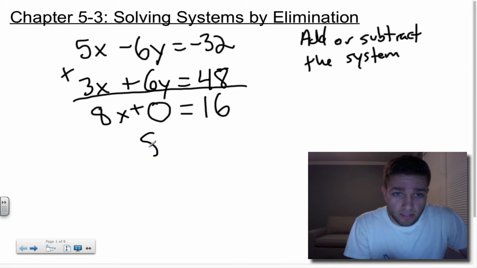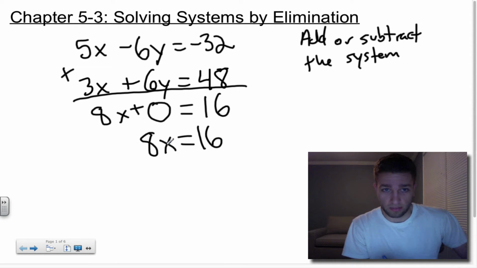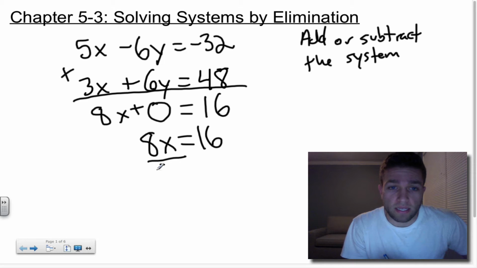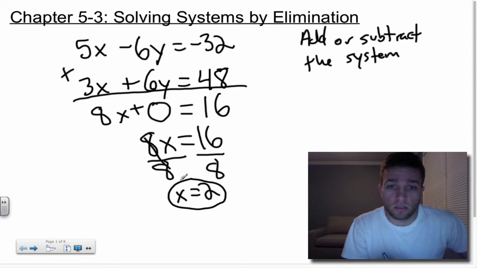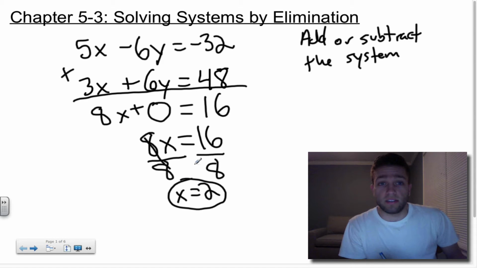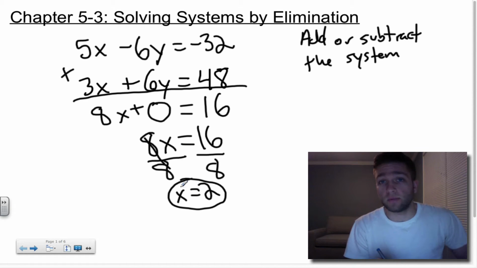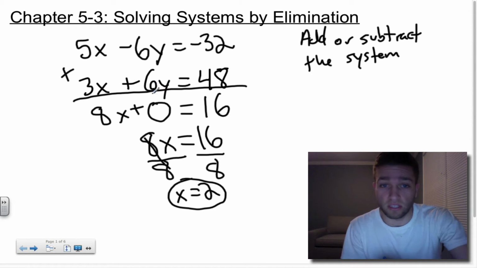So now if I rewrite this, 8x equals 16, because 8x plus 0 is 8x, and then divide by 8, that cancels out here. I've got x equals 2. Now, what I've just done is I've eliminated the y's by adding them together. I solved for x. I have x equals 2. And now all I need to do is plug this 2 back into one of the original equations and solve for y. And then I'll have my total solution to this system.